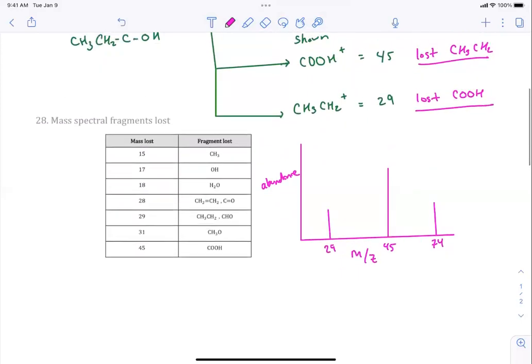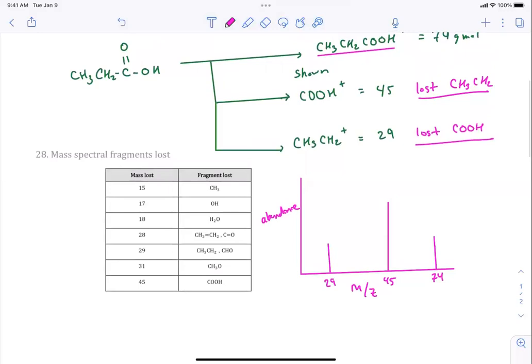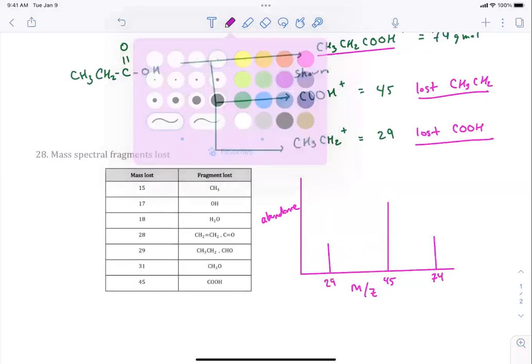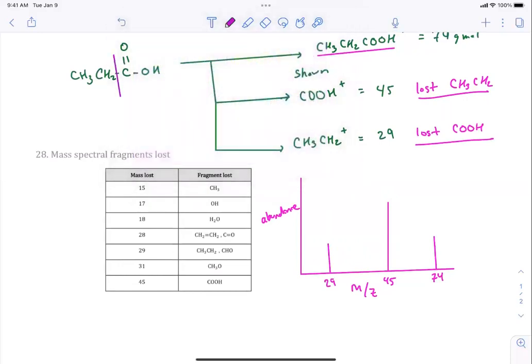And generally speaking, the fragments happen around the C double bond O's that are in structures. Usually those C-O bonds are around where the fragments happen. So here is a weak one. Technically here's a weak one as well, but it just doesn't seem to be as abundant.